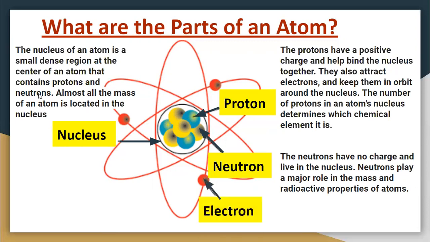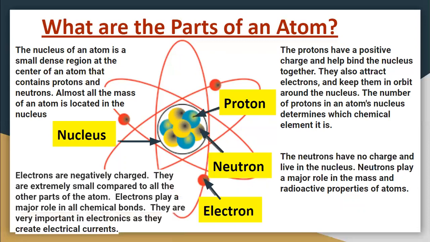And finally, the electron, which is on the outside of the nucleus. The electrons are negatively charged and they are extremely small compared to all the other parts of the atom. So we already know how small an atom is, so think how small an electron is. Electrons play a major role in all chemical bonds, which we'll be discussing later as well. They are very important in electronics as they create electrical currents.